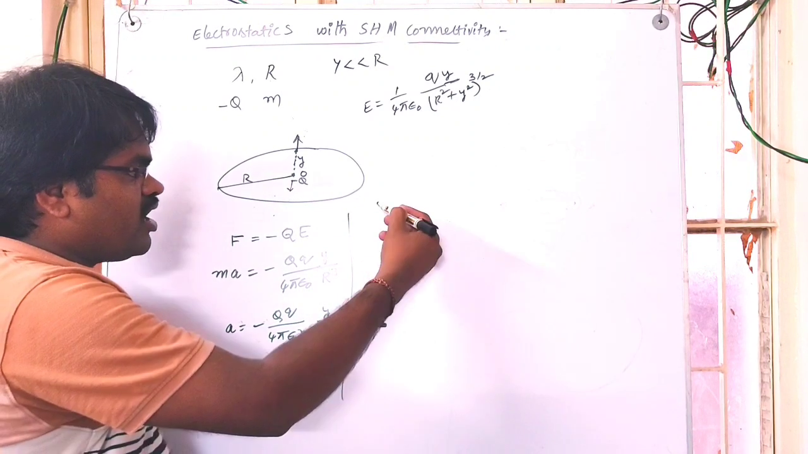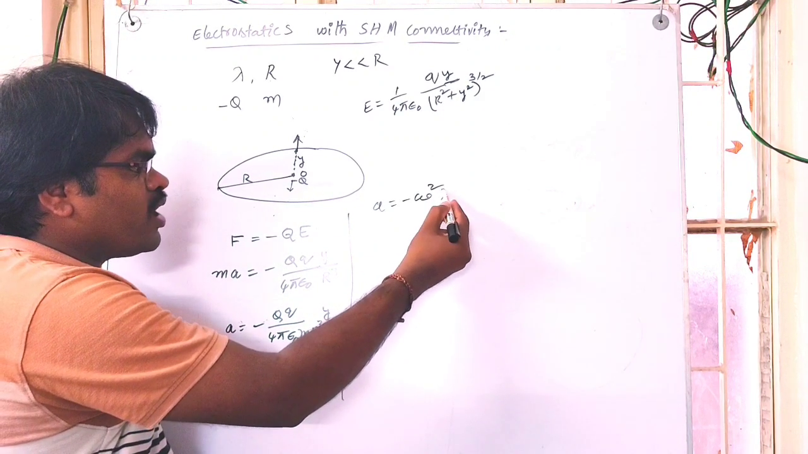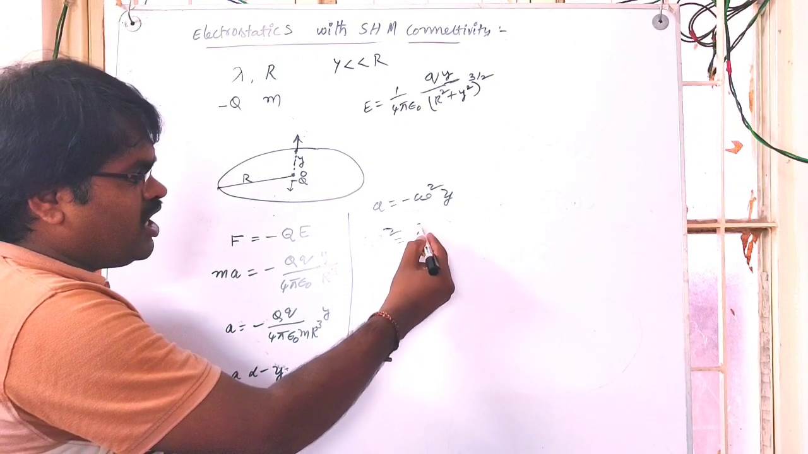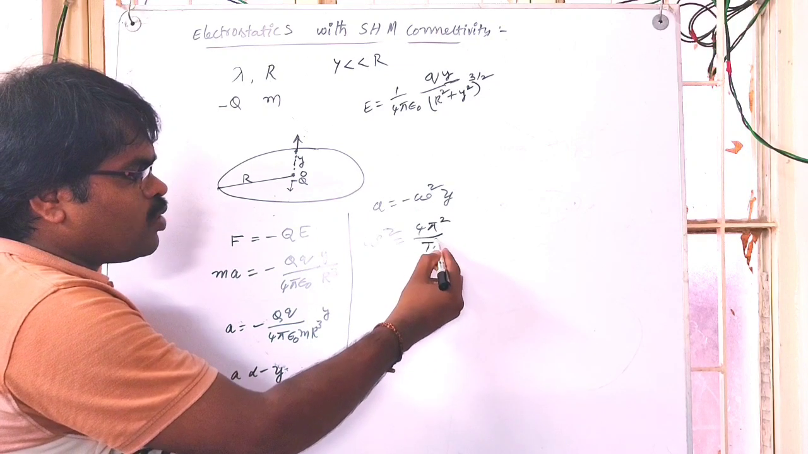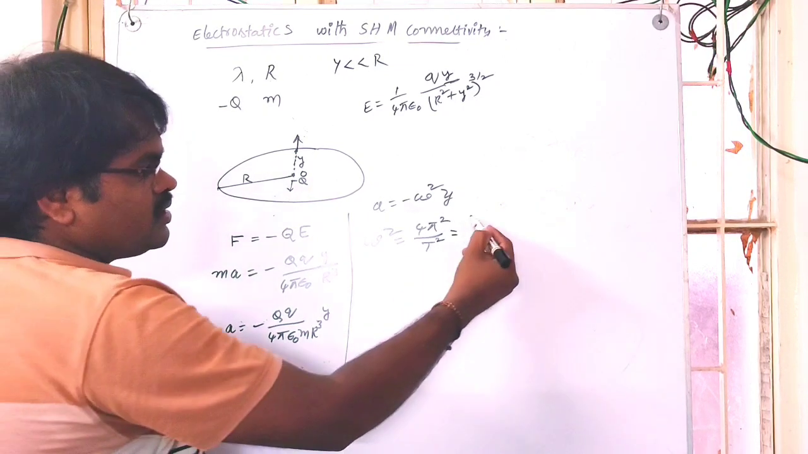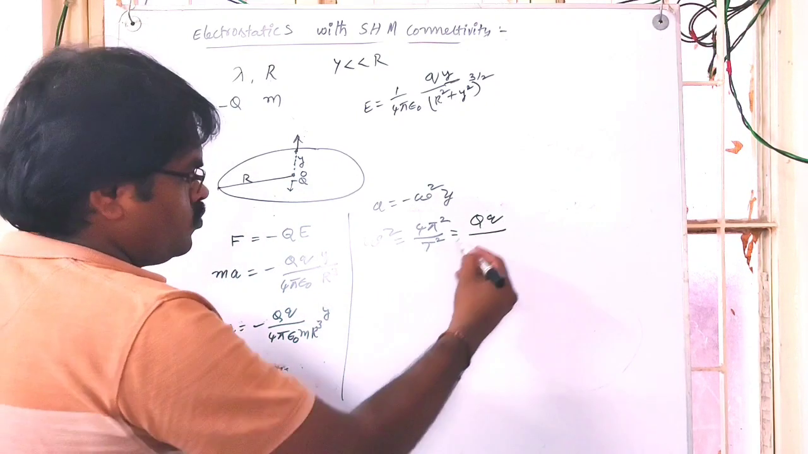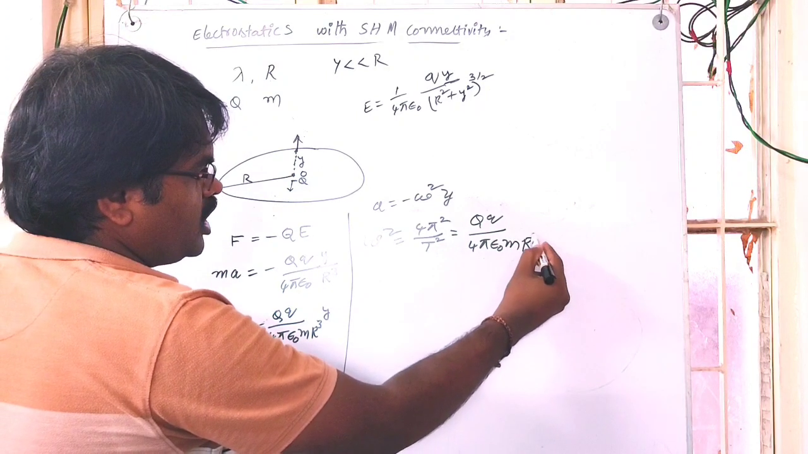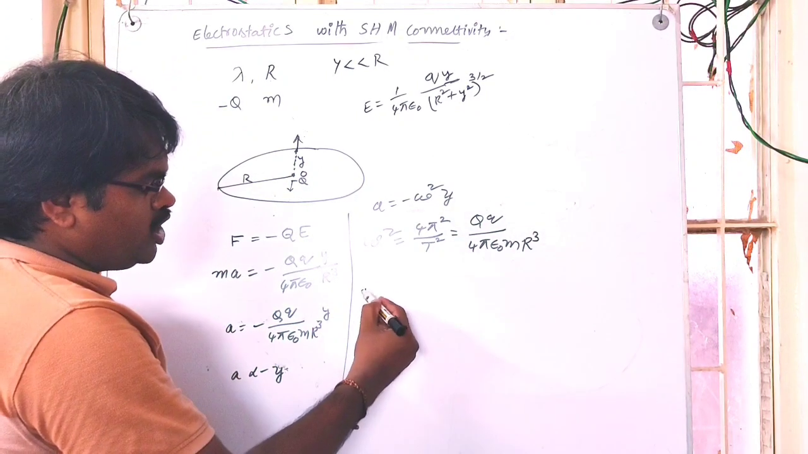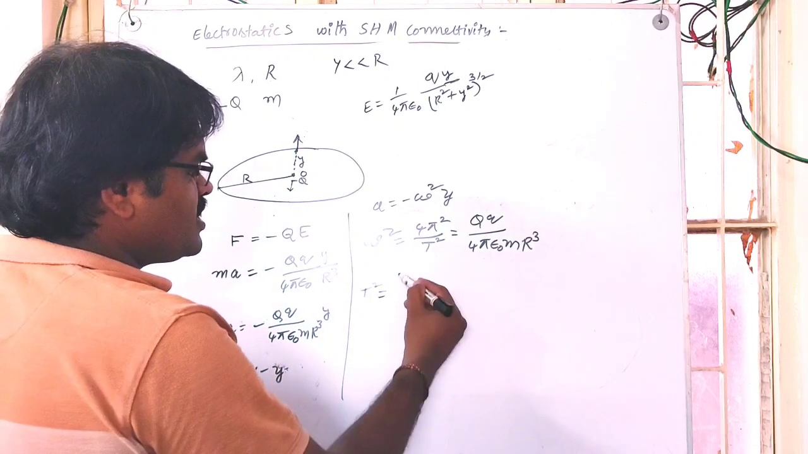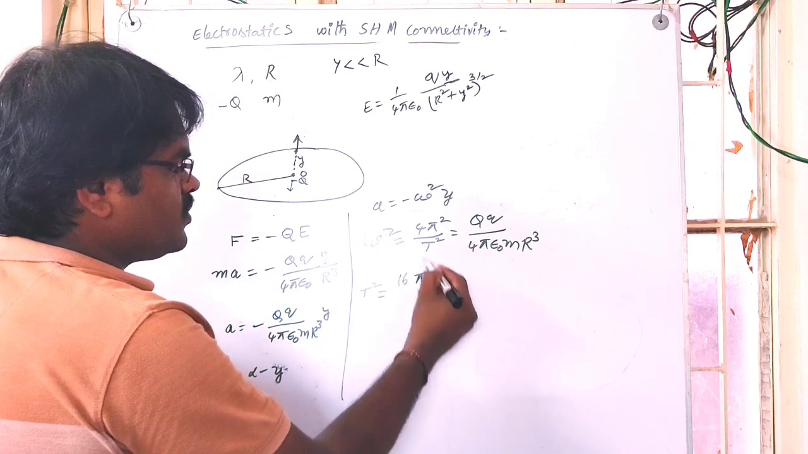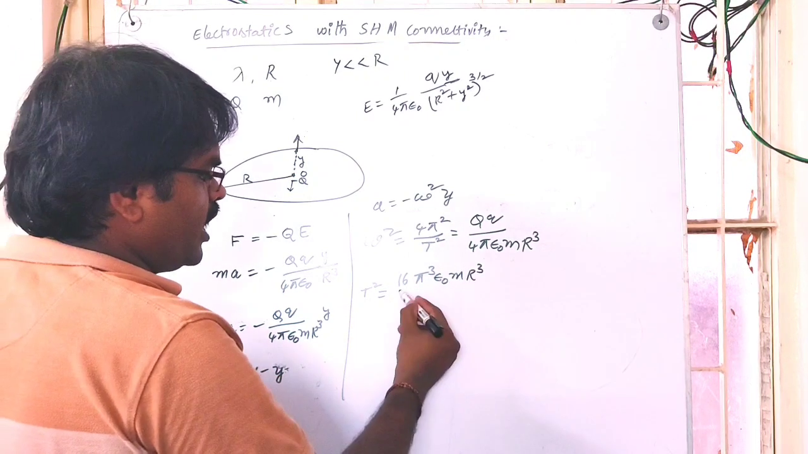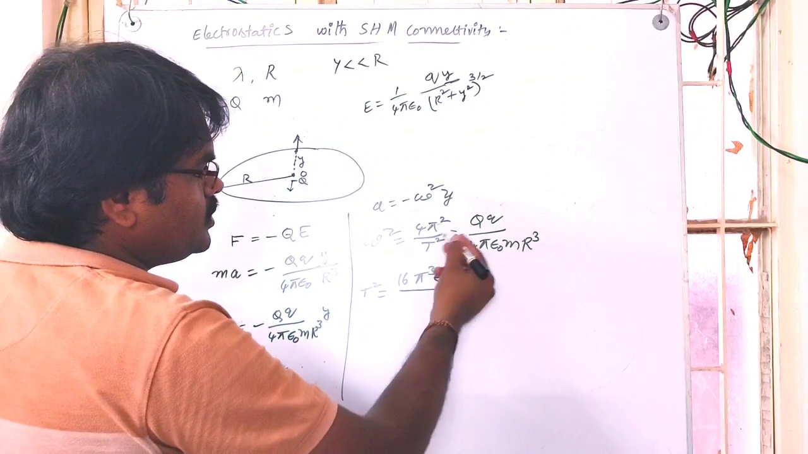Then SHM means a is equal to minus omega square y. Compare these two. Then omega square is nothing but 4 pi square by T square. That is equal to q by 4 pi epsilon naught m into r cubed. Then we want T square is equal to 16 pi cube epsilon naught m r cube by q.